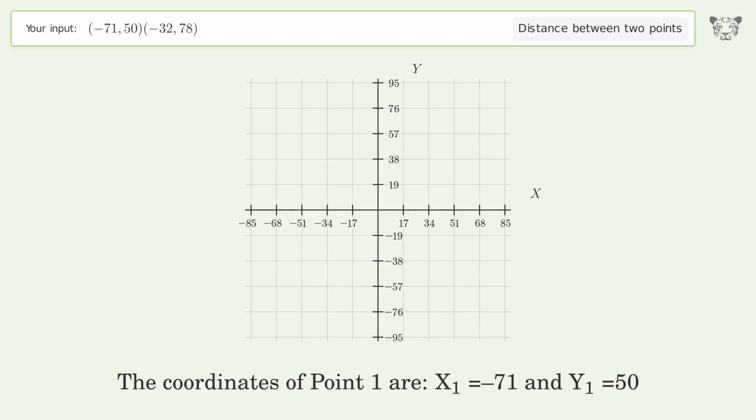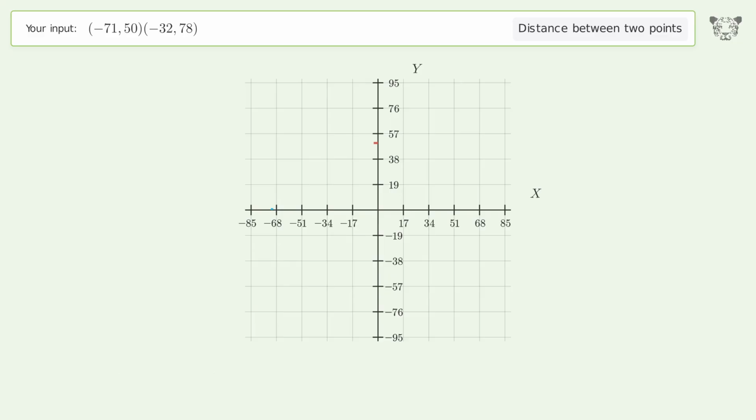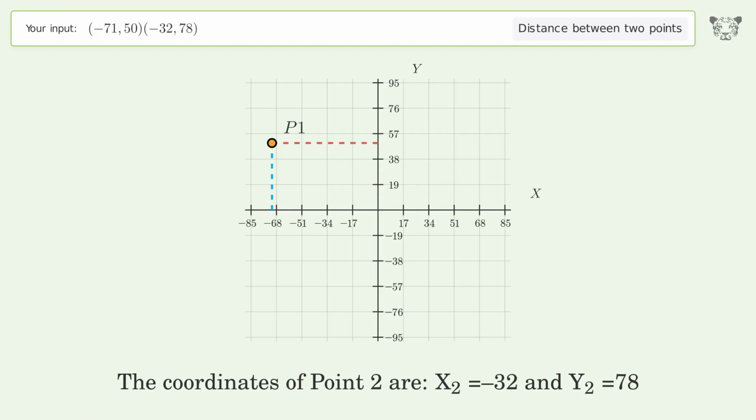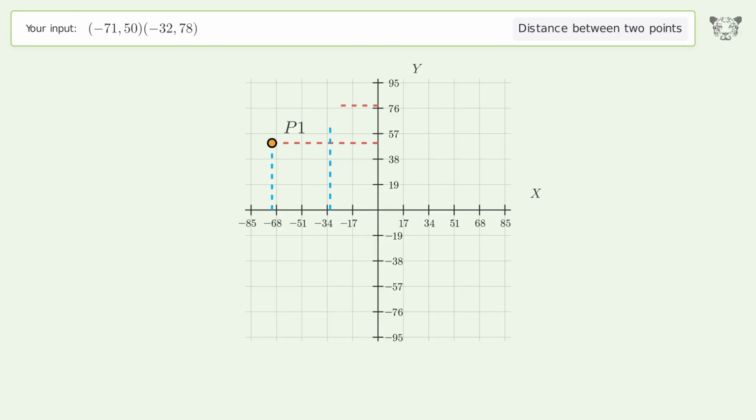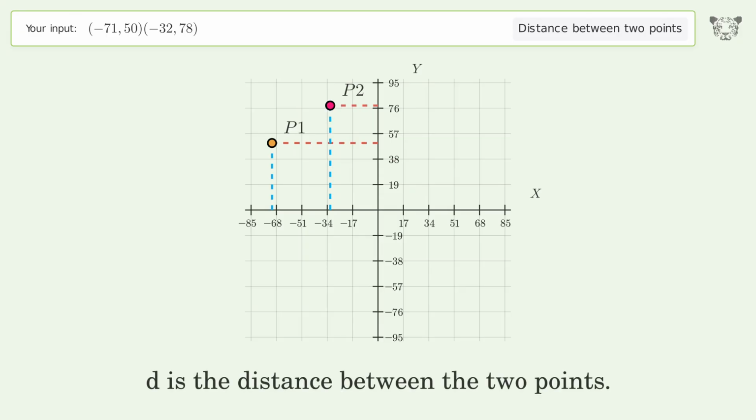The coordinates of point 1 are x1 equals -71 and y1 equals 50. The coordinates of point 2 are x2 equals -32 and y2 equals 78. D is the distance between the 2 points.